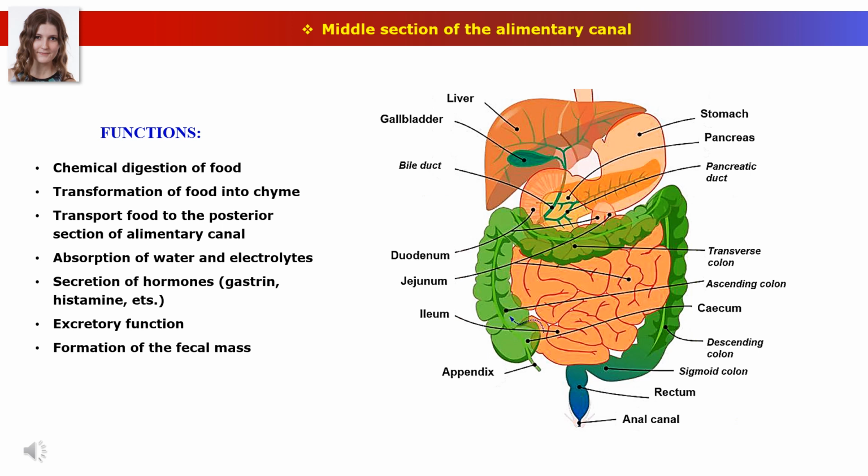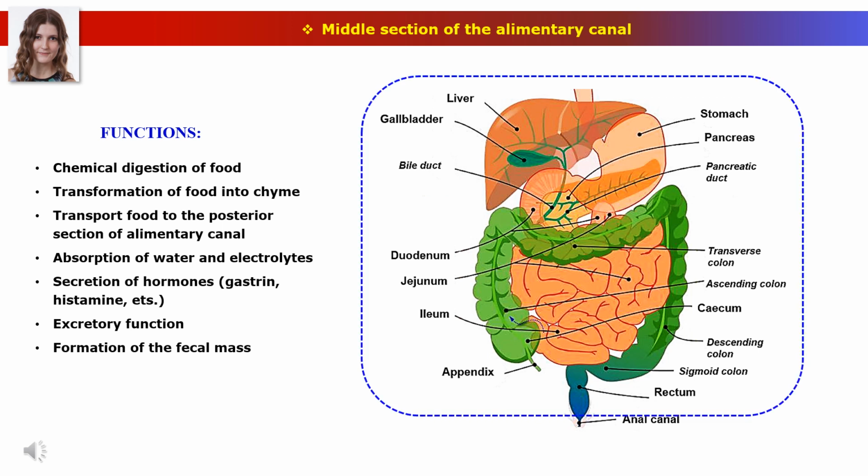The middle section of the digestive system includes the stomach, intestines, except the caudal part of the rectum, liver, and pancreas. In the middle section, chemical processing of food, absorption of nutrients into the blood and lymph, production of biologically active substances, excretion, and formation of feces occur.